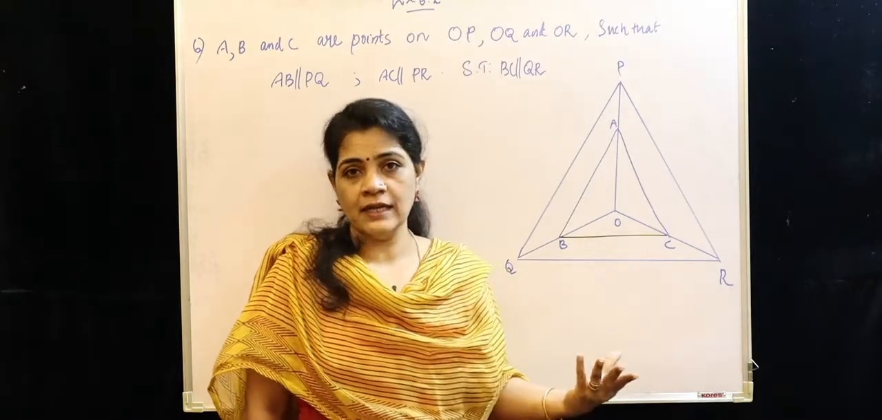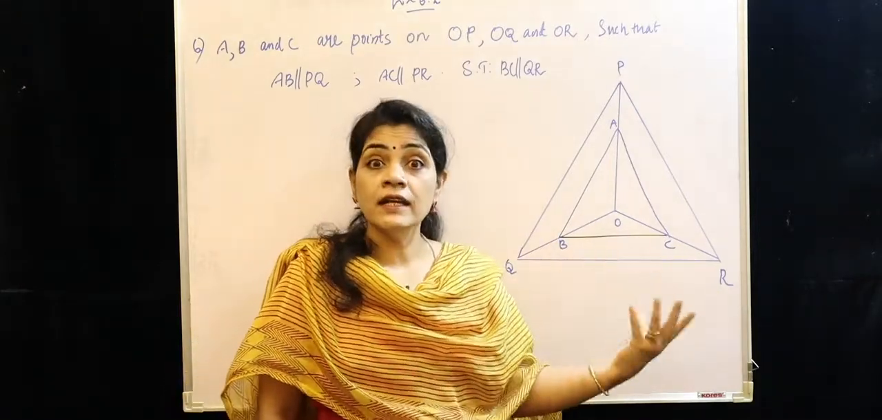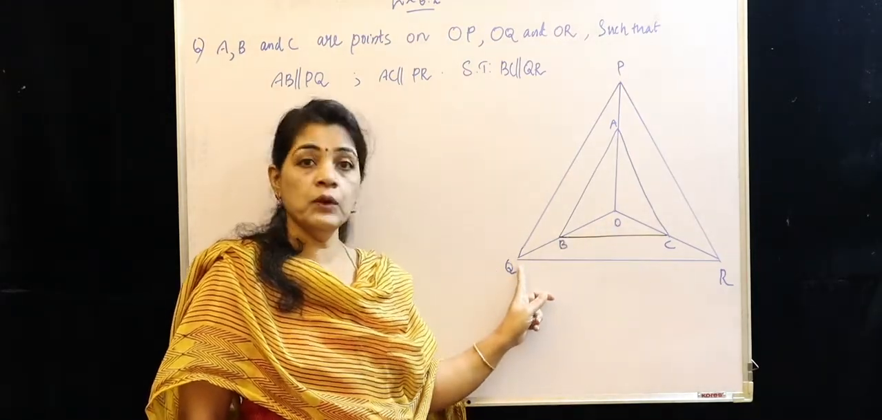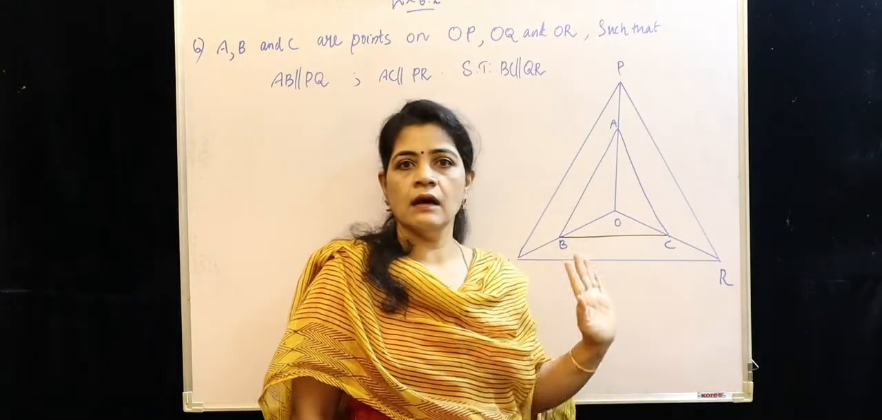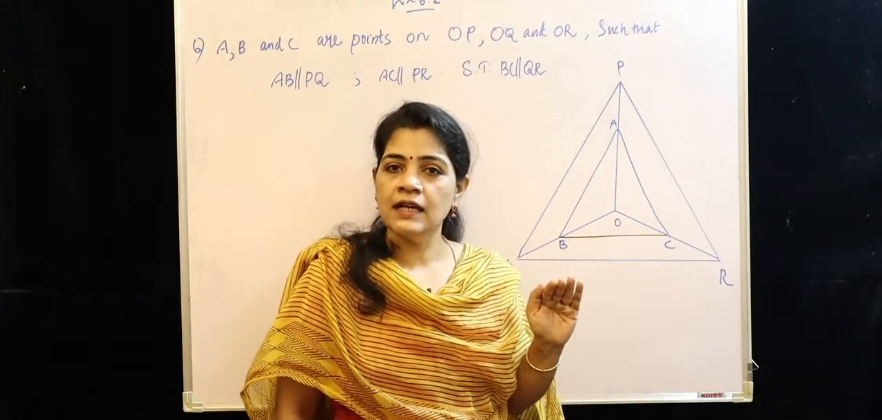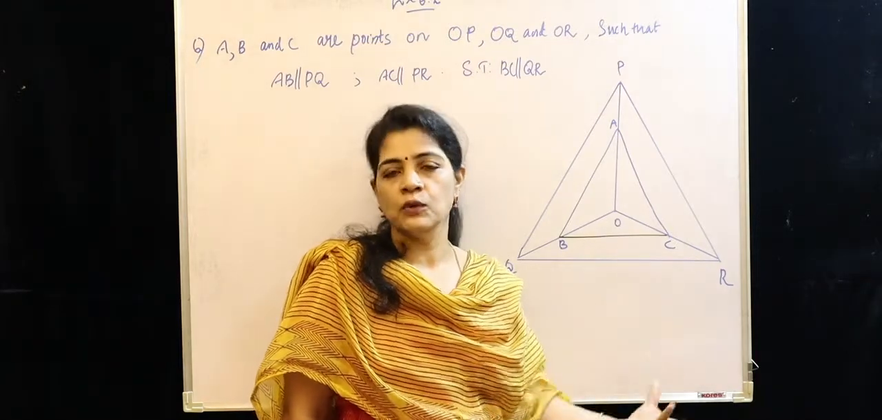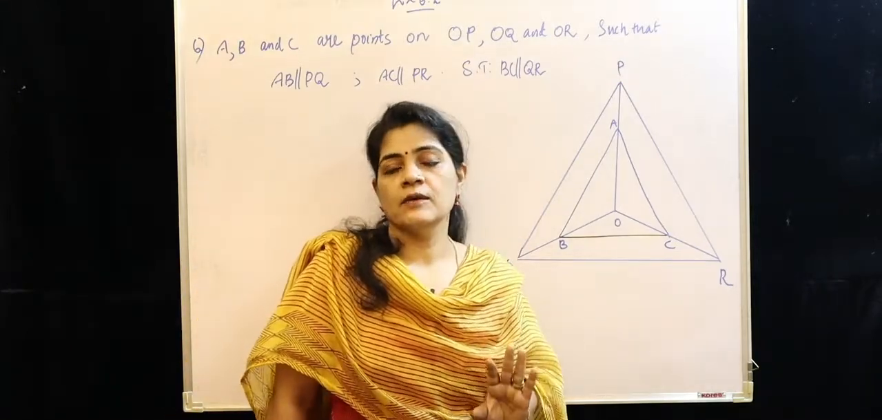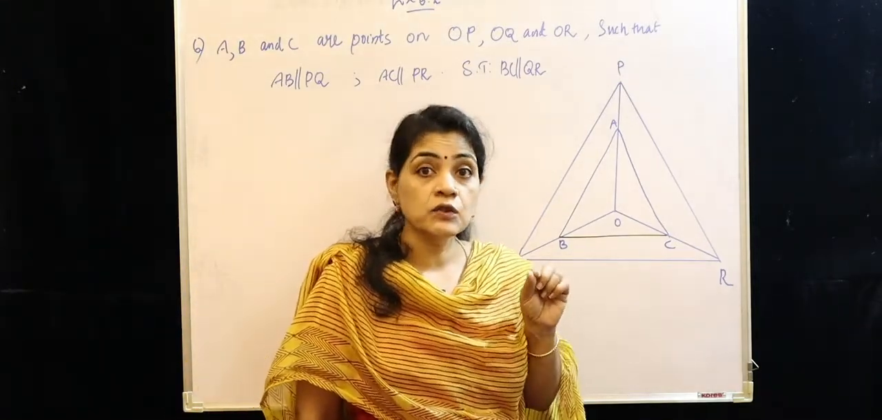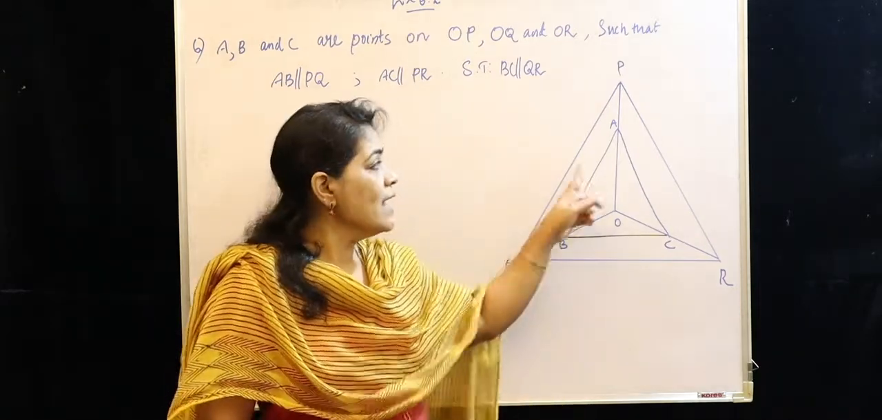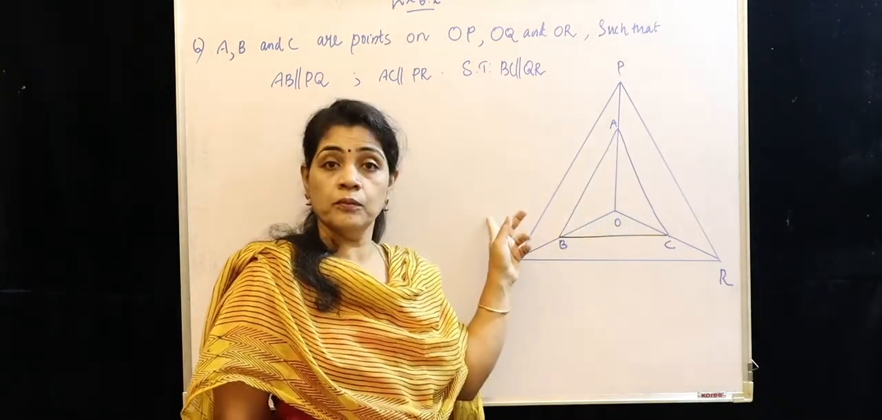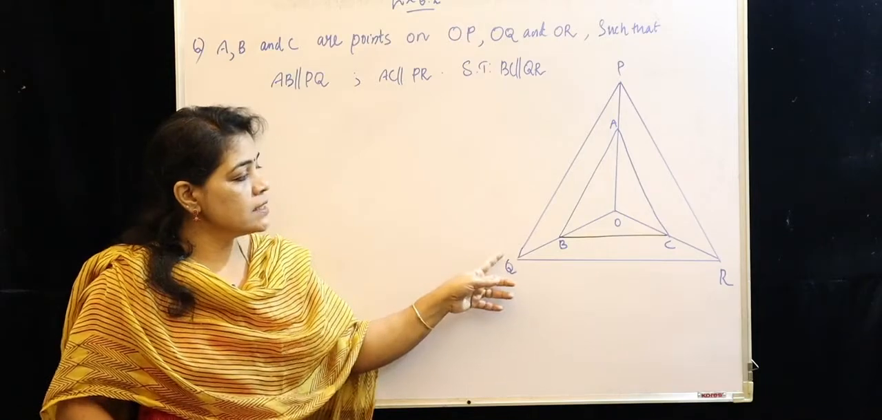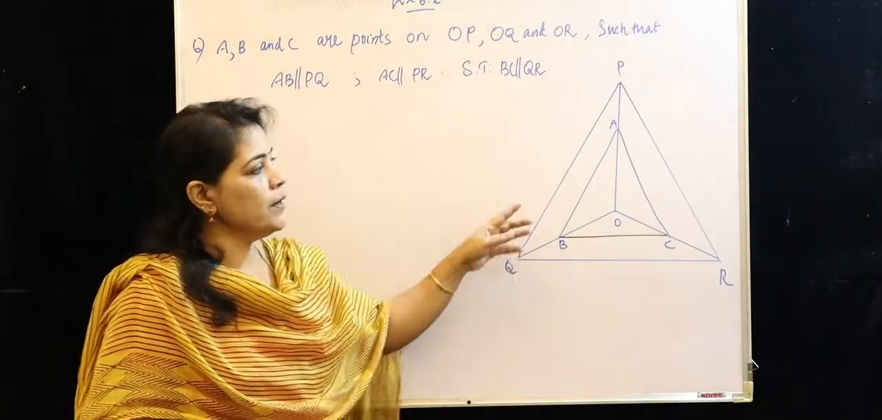If you can show that these two sides are divided in the same ratio, that means OB by BQ equal to OC by CR, that means we can say that this BC is parallel to QR. That is what we are going to show. This is why, because of the converse of the basic proportionality theorem. And in order to reach that answer, we have given that AB parallel to PQ, that is given, since AB is parallel to this side PQ of this triangle.